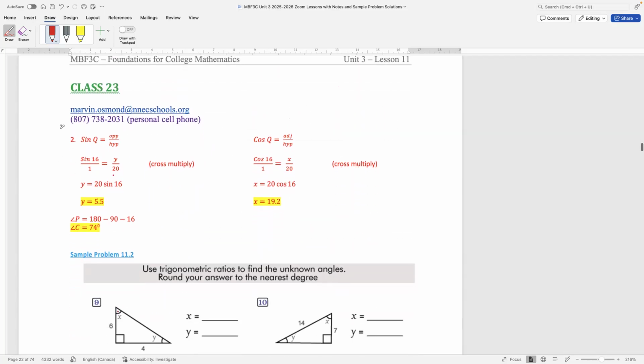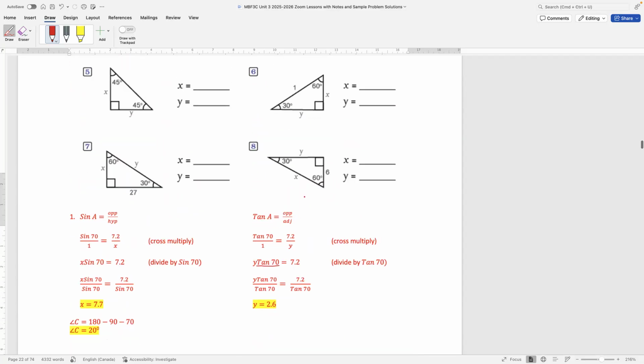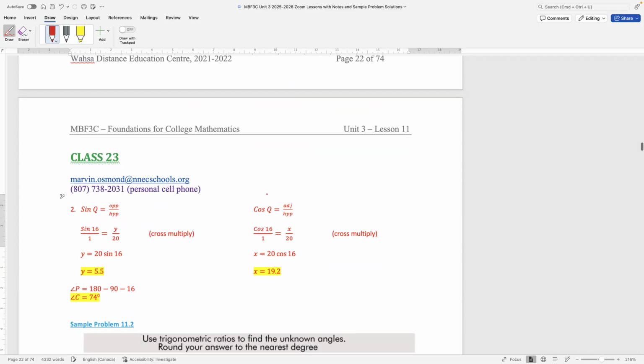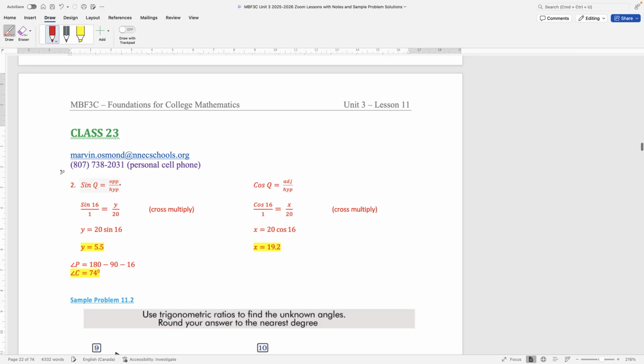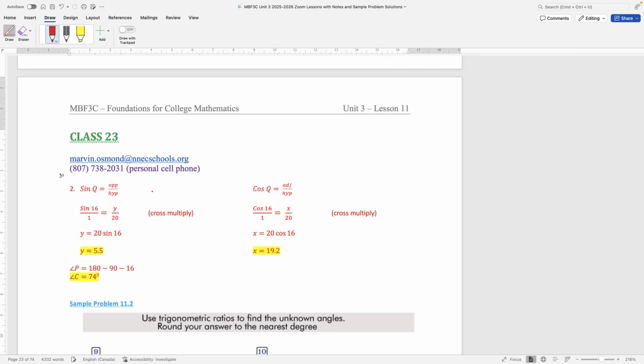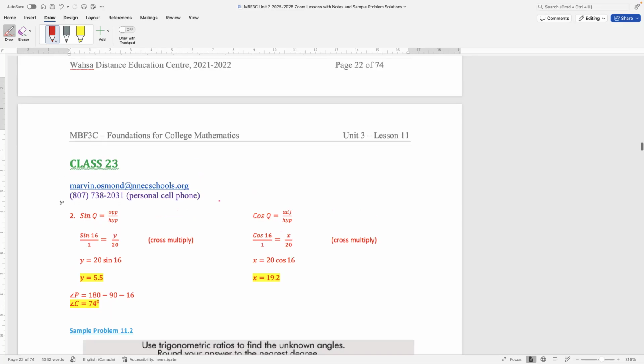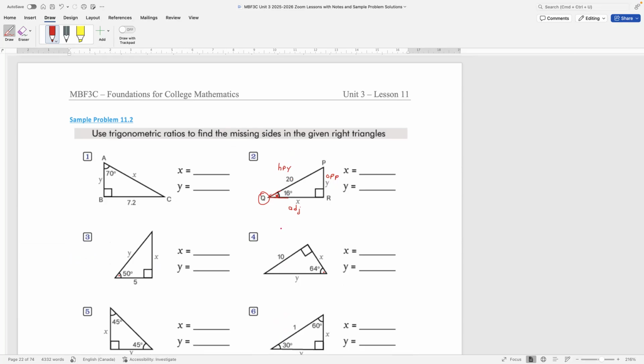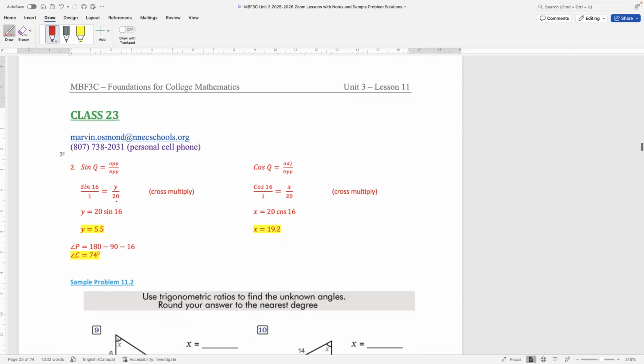So down here, write the formula, and again, the angle itself is Q. So we're going to say the sine of Q is equal to opposite over hypotenuse. So again, formula always comes first. Now do the substitutions. So we have sine of the angle itself, 16 degrees, make it over 1 so it's a proportion, equals opposite is y over hypotenuse is 20. So now I've done the substitutions.